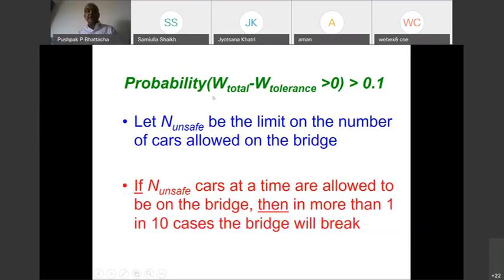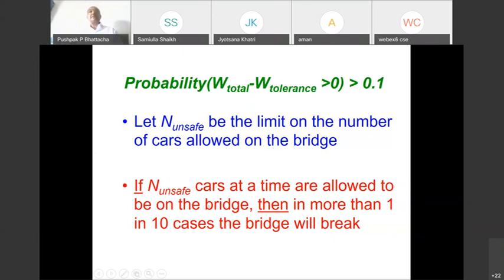But by how much? Not that value. W total should exceed W tolerance. I want to make a probabilistic statement about it. I want the probability of W total minus W tolerance being greater than 0 to be greater than 0.1. The probability of W total exceeding W tolerance should be greater than 0.1.